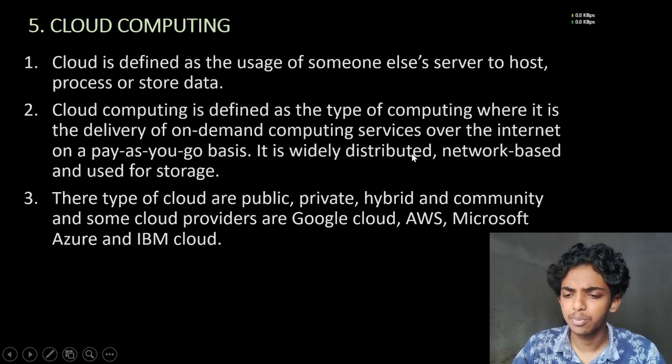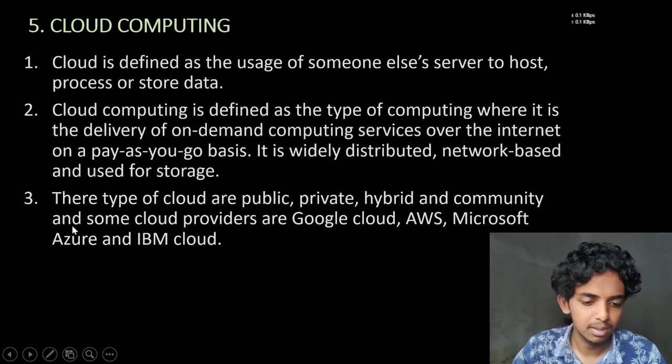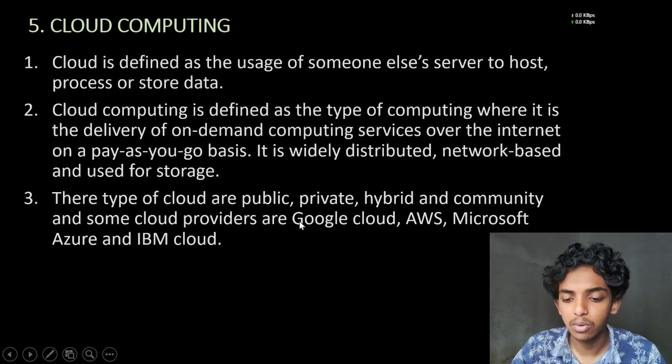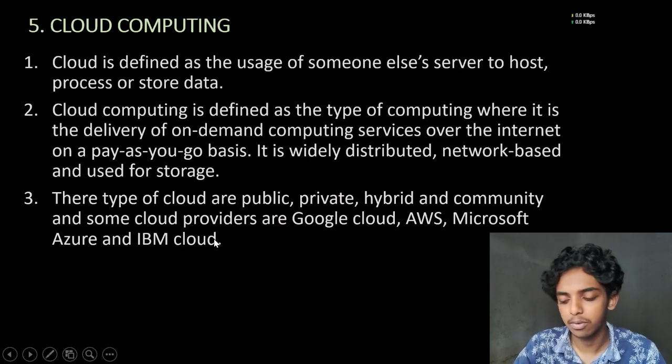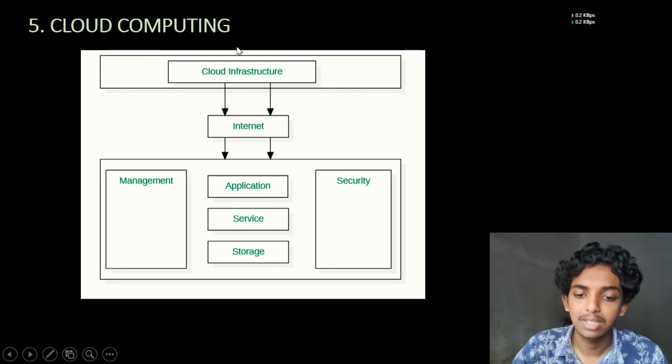It is a widely distributed, network-based model used for storage. The types of cloud computing are public, private, and hybrid. Also, community cloud is there. Some cloud providers are Google Cloud, AWS, Microsoft Azure, and IBM Cloud. This is a diagram: the cloud infrastructure is here, the internet is here, and management, application, server, storage, and security are there.